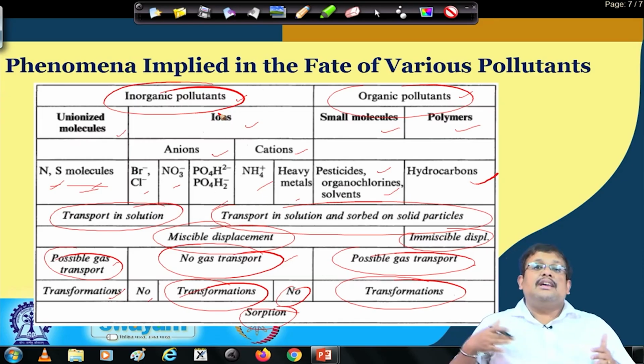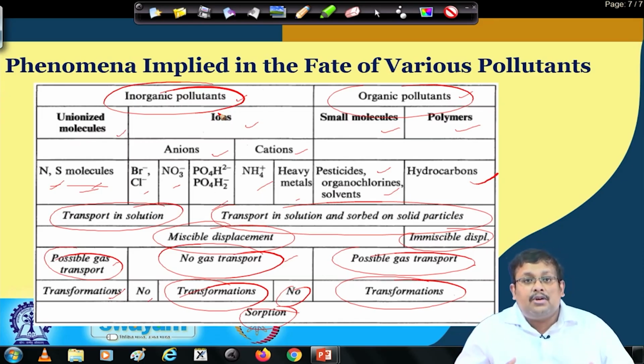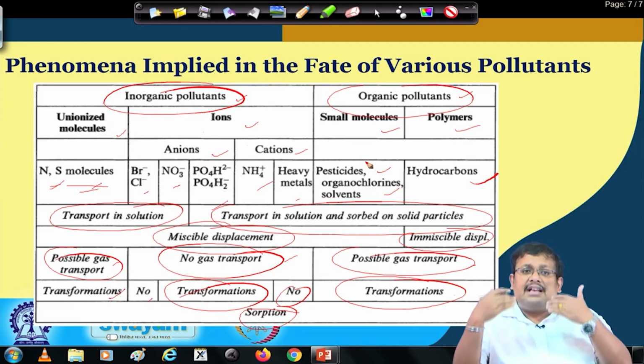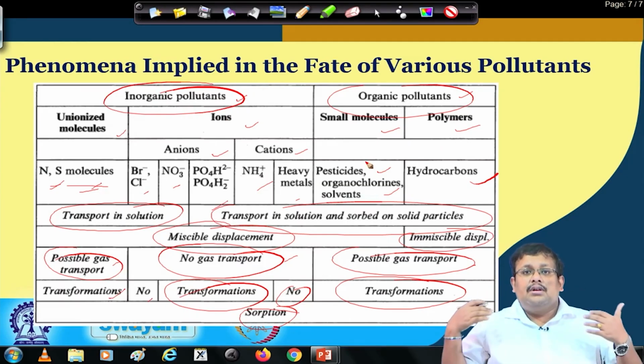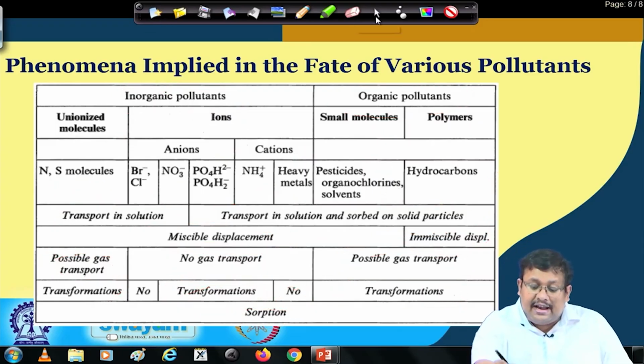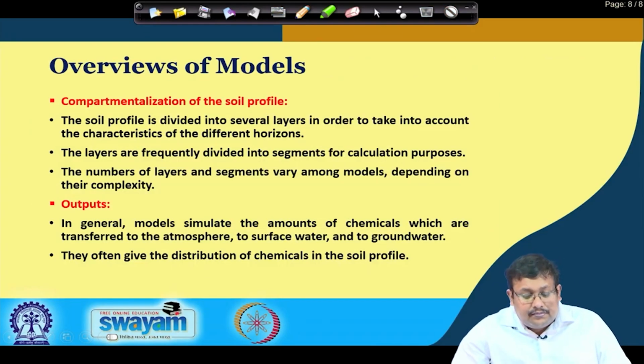Transport in solution can be shown by these nitrogen and sulfur molecules, bromide and chloride, nitrate, and however, for phosphate, ammonium and heavy metal, and also the organic pollutant shows transport in solution and sorbed on solid particles. So, this is how we classify the fate of different pollutants in the natural environment.